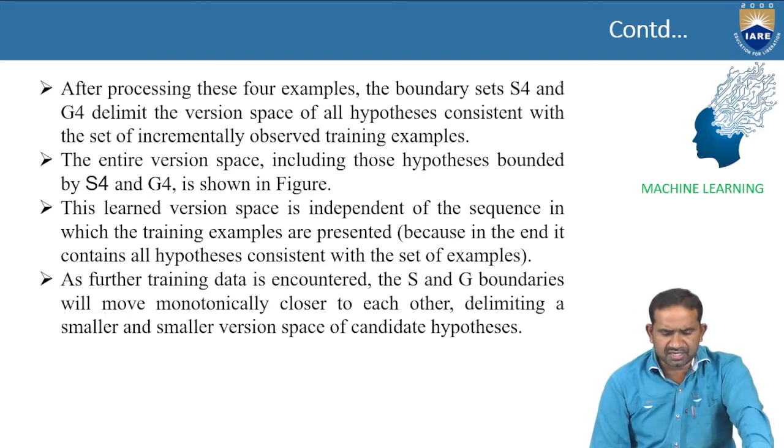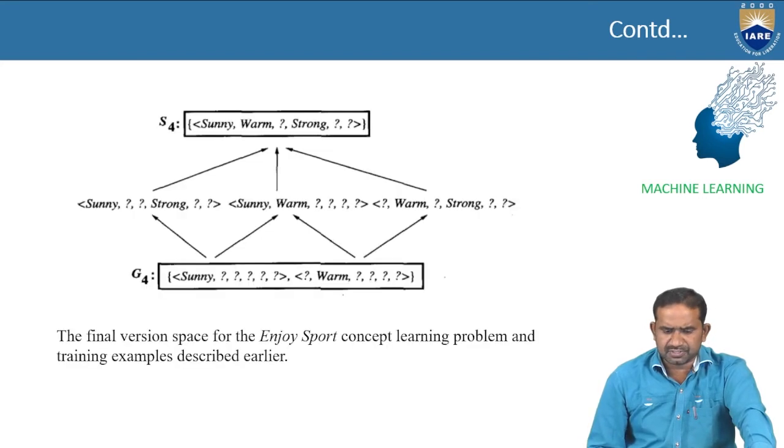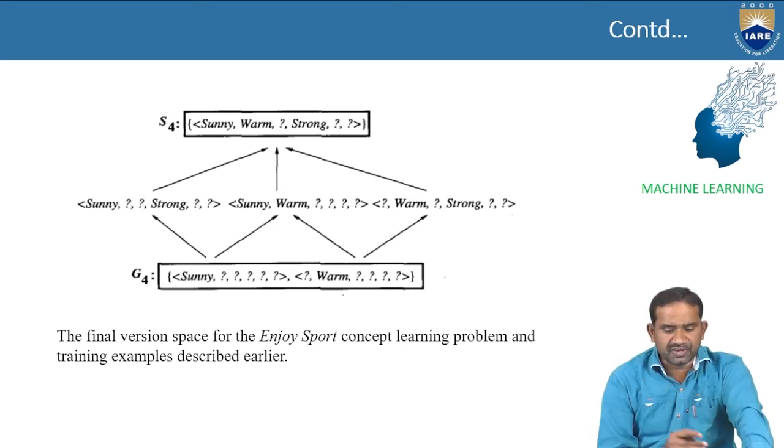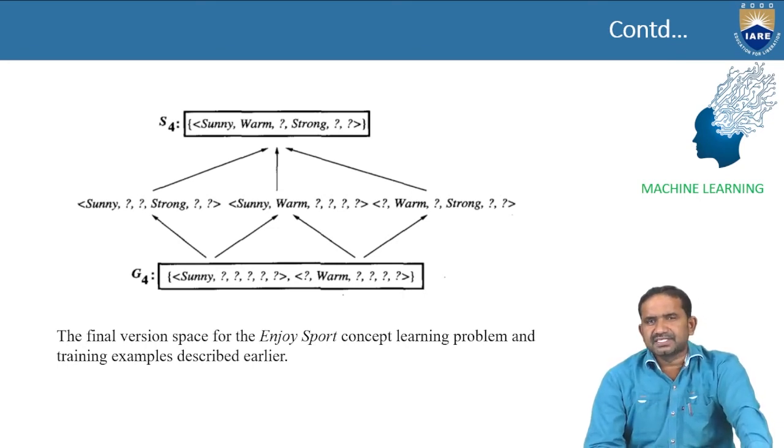And as further training data is encountered, the specific and general boundaries will move monotonically closer to each other, delimiting a smaller and smaller version space of candidate hypotheses. You can check this once again. The final output is the general hypothesis as well as the specific hypothesis.